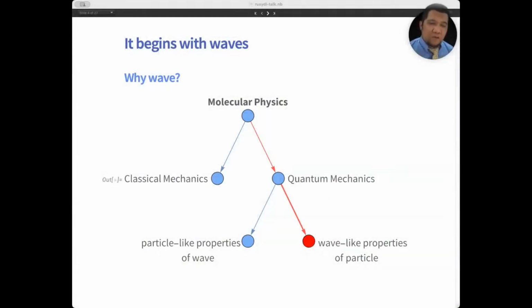Let us begin with waves. Why waves? That is because molecular physics must be understood in the framework of quantum mechanics. And in quantum mechanics, we treat particles using the wave equation of motions to reveal their wave-like properties. Electrons are particles. They have wave properties. We use the wave equations for particles, and the solutions to the wave equations are wave functions. Waves are then the central concepts in molecular physics. That is why we must begin with waves.